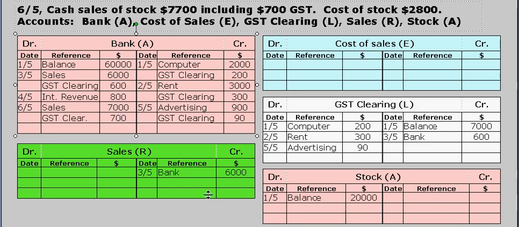So one goes to sales, so we go to the credit side of sales. We put the date, we write bank, the value was $7,000. There it is, that increases revenue. Double entry rules say to increase revenue, you make a credit entry.